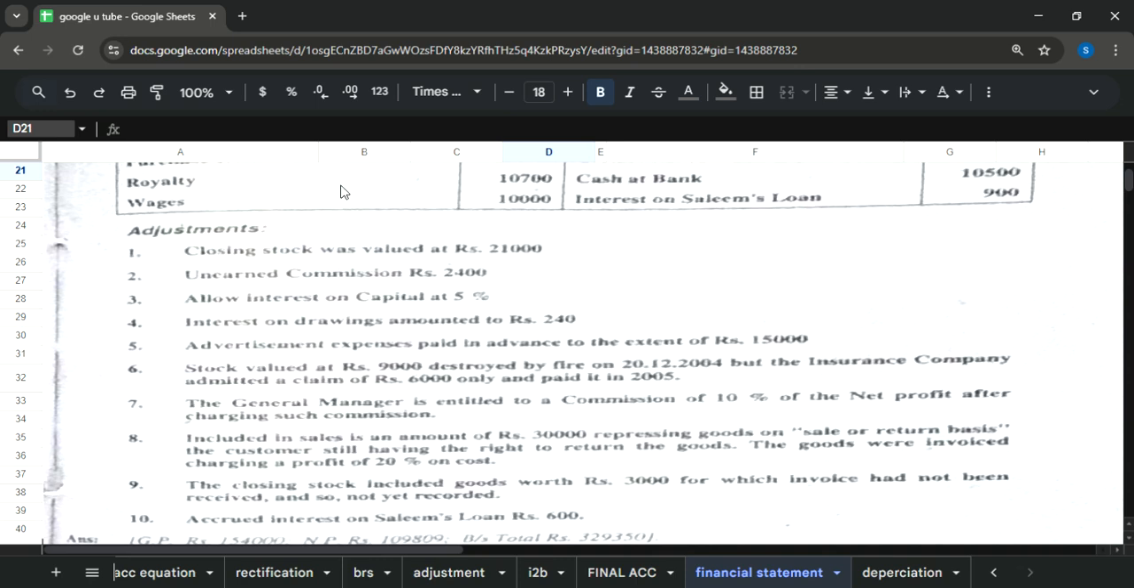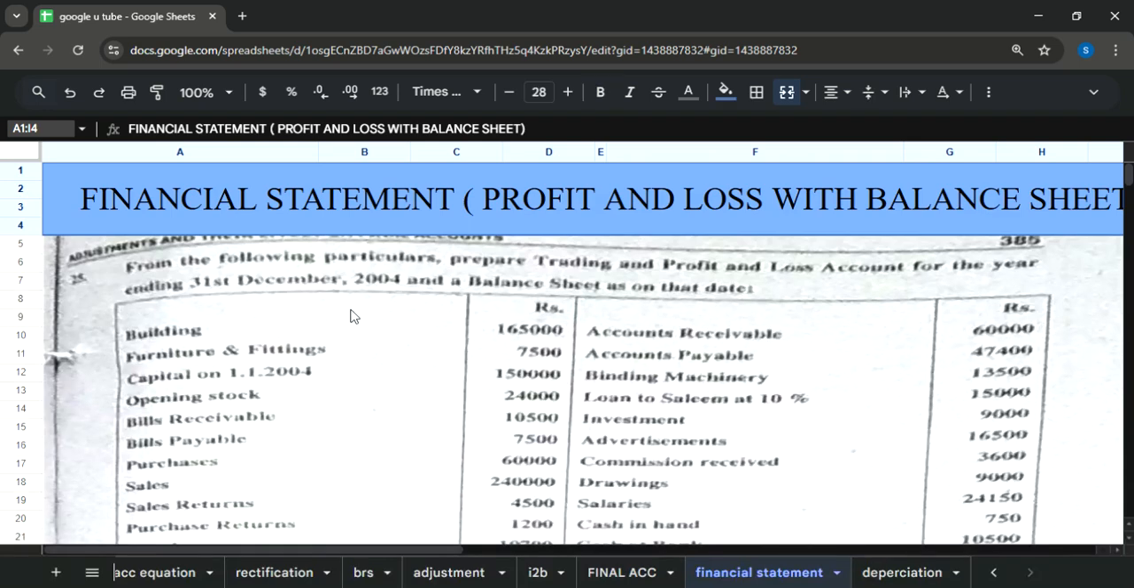Since we have two parts, adjustments are also given. We are very clear about our goal: these adjustments will be solved as our first step, and secondly, in the second part, we will be transferring these elements to the financial statement.